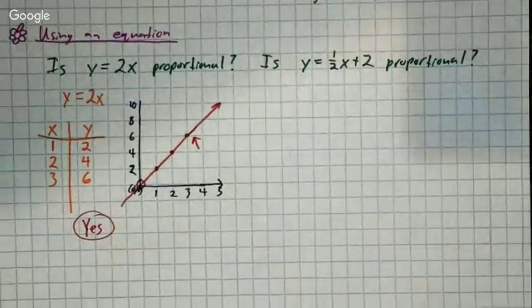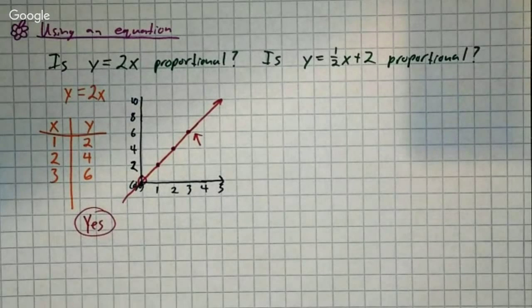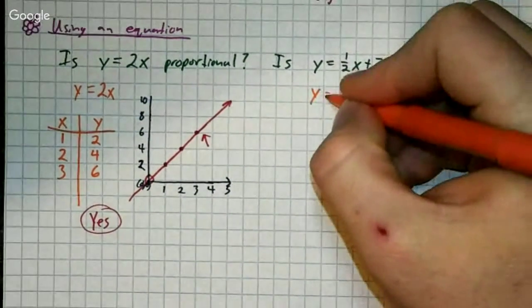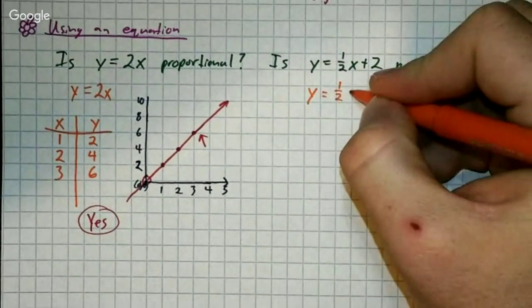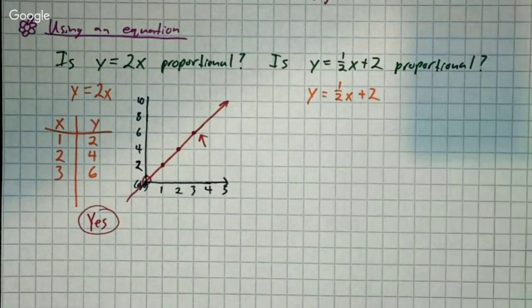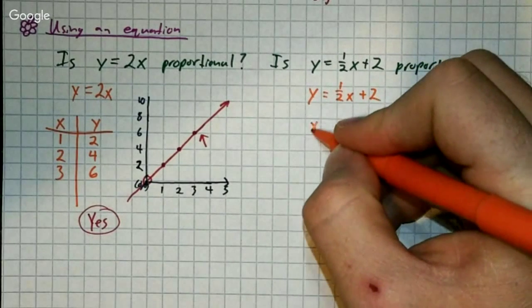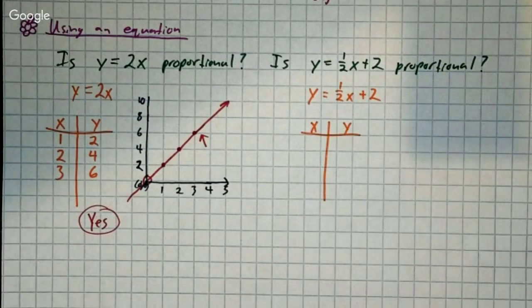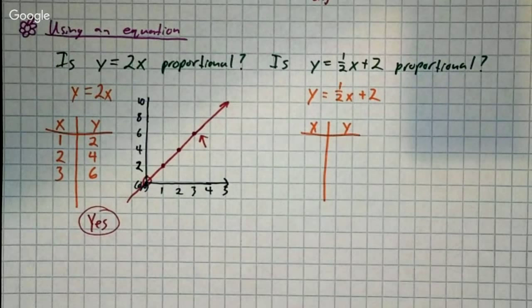Okay, so then let's now look at the other one. Same thing I'm going to do. This one might be a little bit more complicated because there's a little bit more of a complicated equation, 1/2 x plus 2, but I'm still just going to go ahead and do it. X, y, make my chart. Okay, so let's again start with something simple for x.